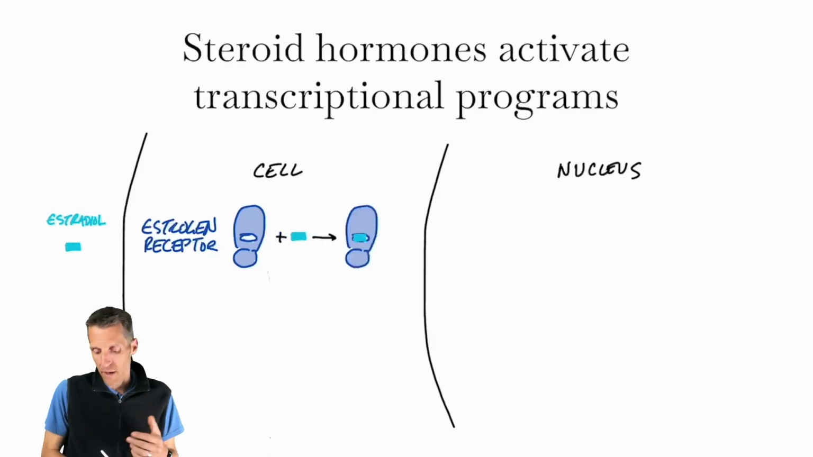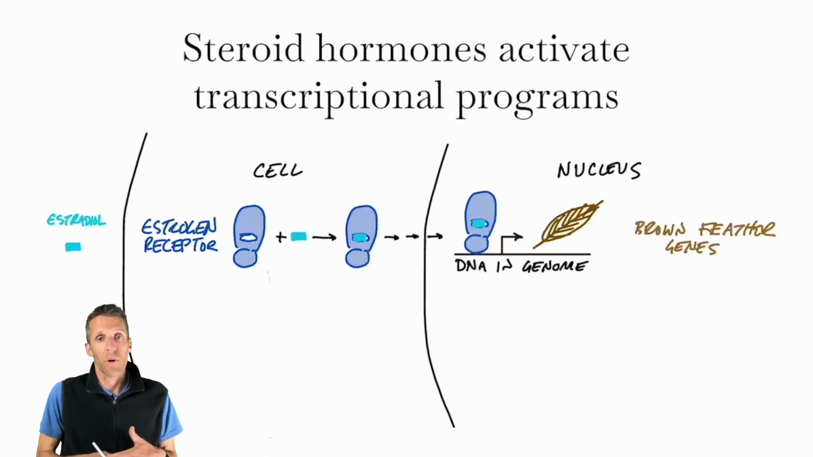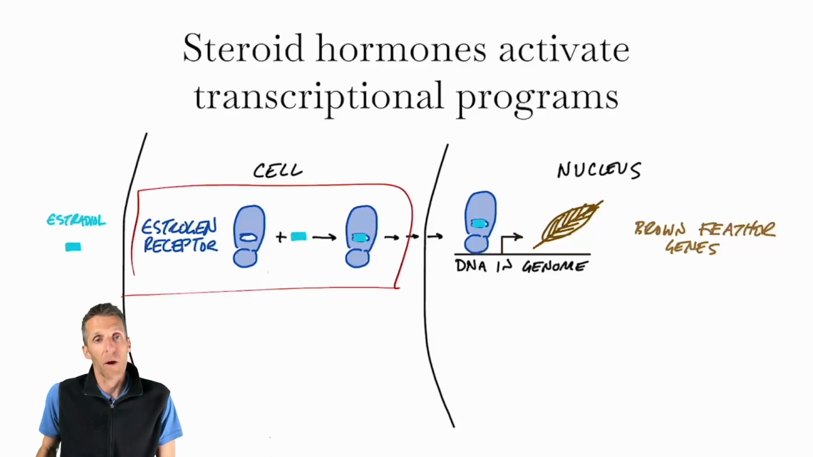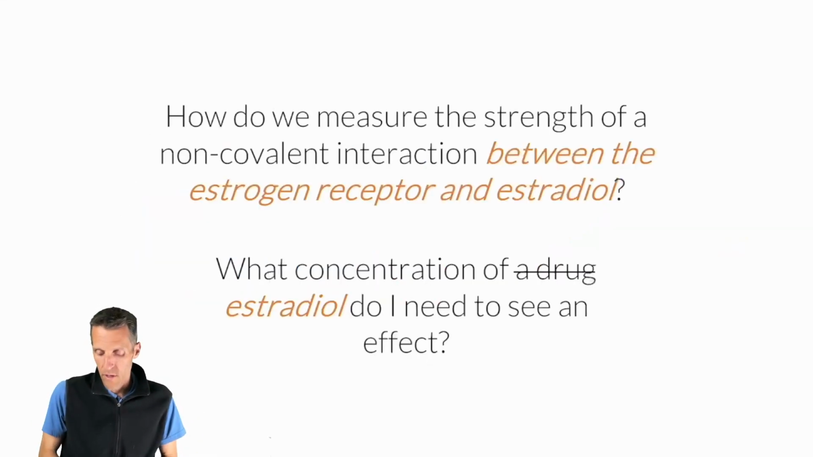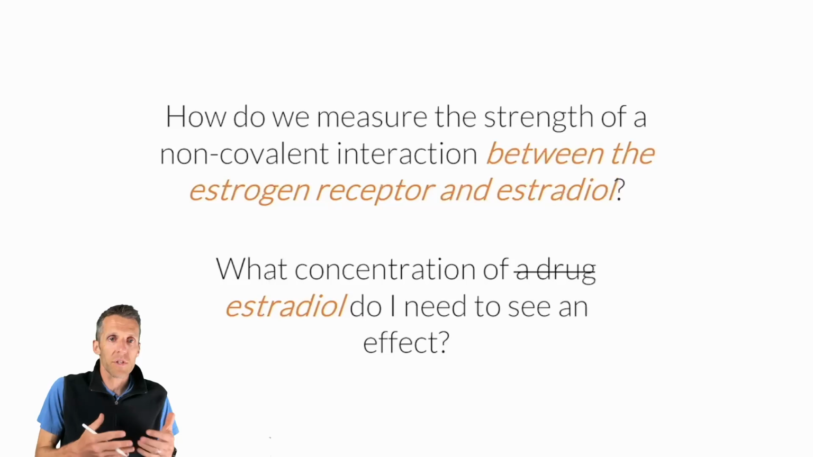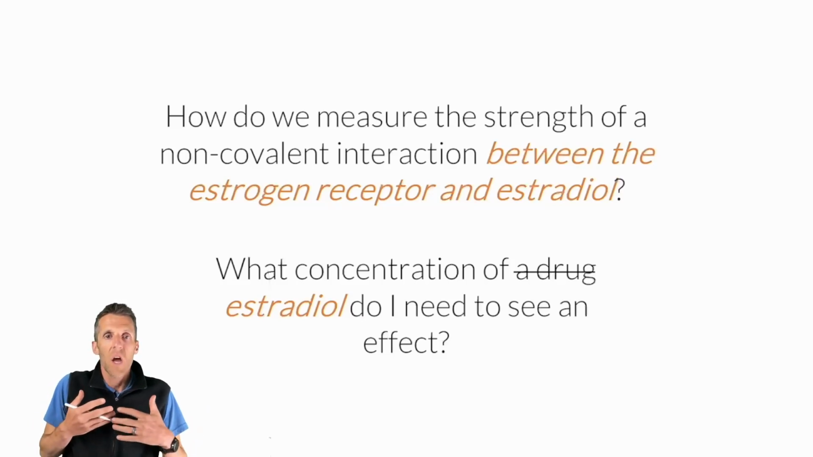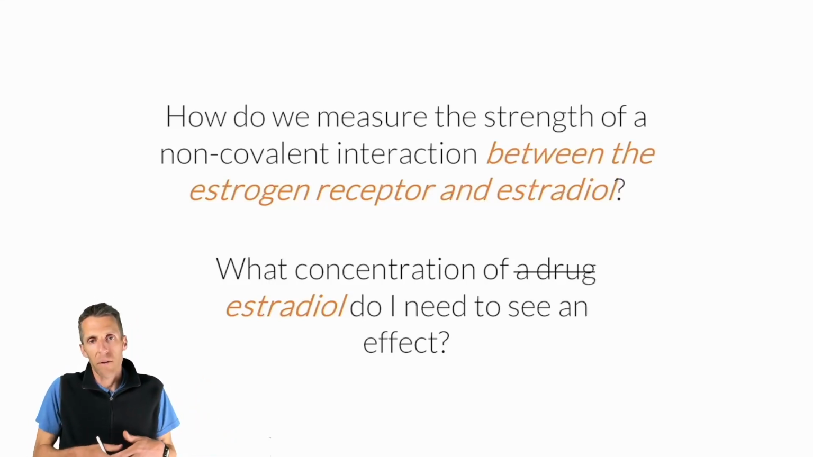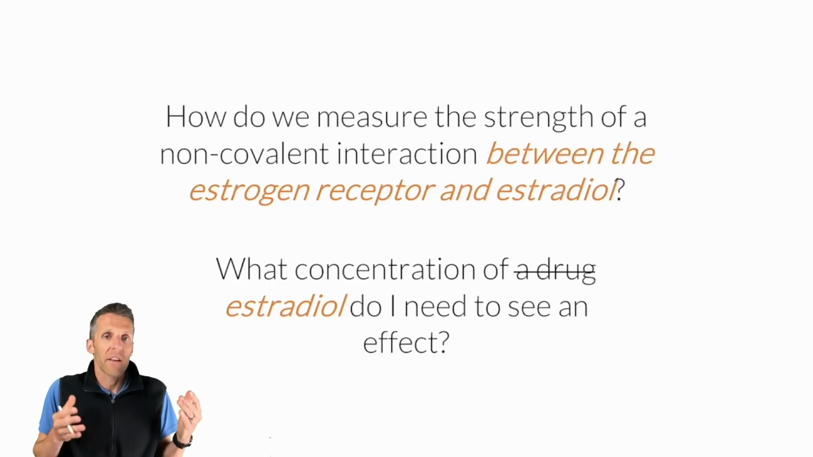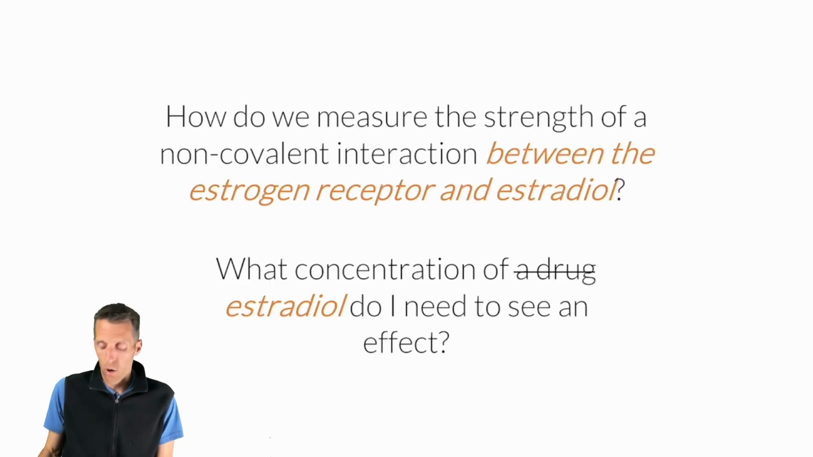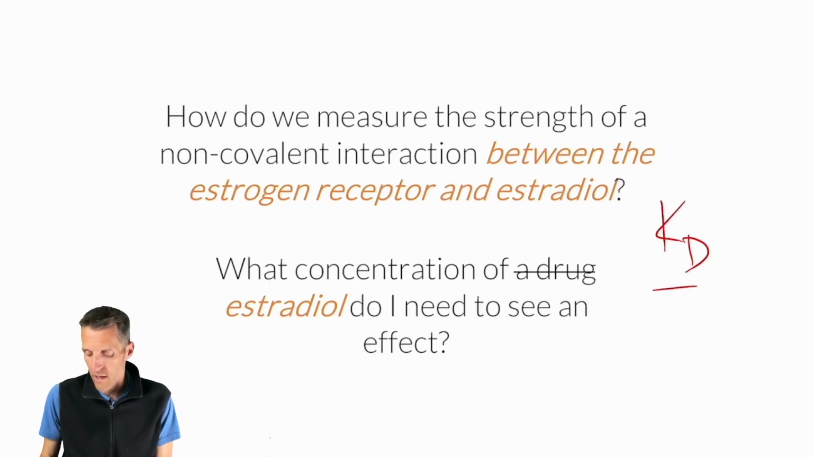So here the estrogen receptor binds to estradiol, translates to the nucleus where then it upregulates the transcription of various genes. Part of this process we're thinking about right here is that binding between estradiol, the steroid, and the estrogen receptor. And in the last video, we asked this question: how do we measure the strength of the non-covalent interaction between the estrogen receptor and estradiol? And we also asked the question, what concentration of estradiol do I need to see an effect? And it turns out that these are related to each other, that both of these are quantified, measured, and otherwise can be answered using this idea of a KD, a dissociation constant.